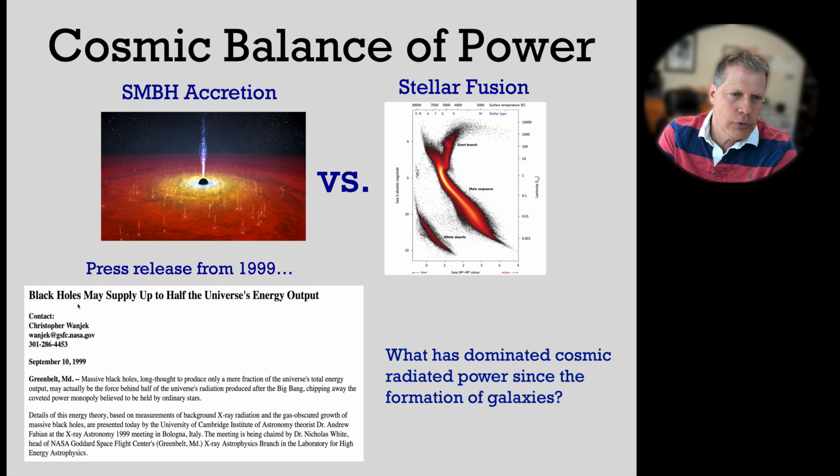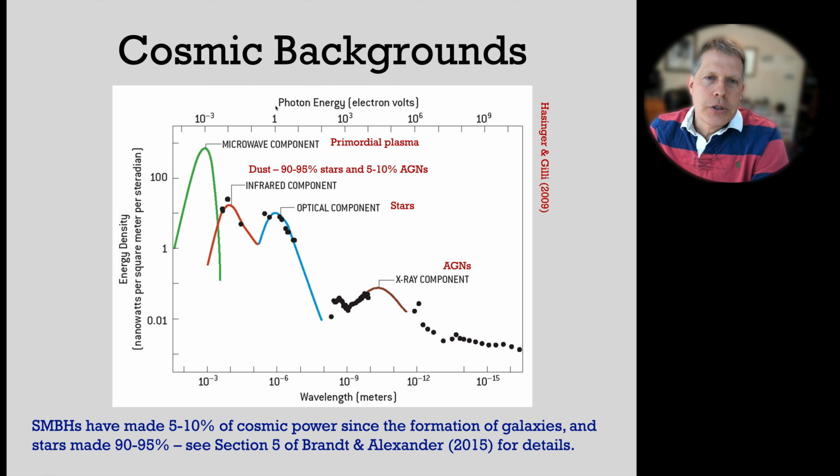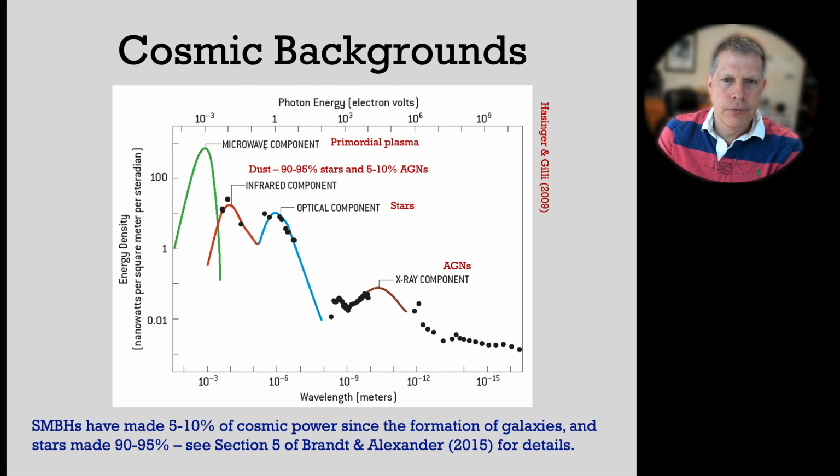Here is, in fact, a press release from 1999 by a distinguished astronomer, proposing that black holes may supply up to half of the universe's energy output. So people quite legitimately thought that you could argue that half of all cosmic power, the cosmic balance of power, could be at least half from supermassive black holes. Well, with all the survey measurements, we have now constrained this much better than we could back in 1999. And this goes to this issue of the contribution of active galactic nuclei to the cosmic background.